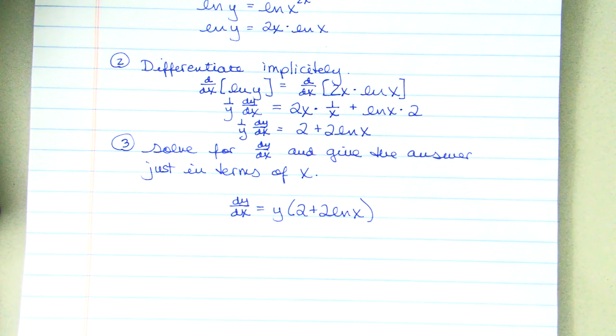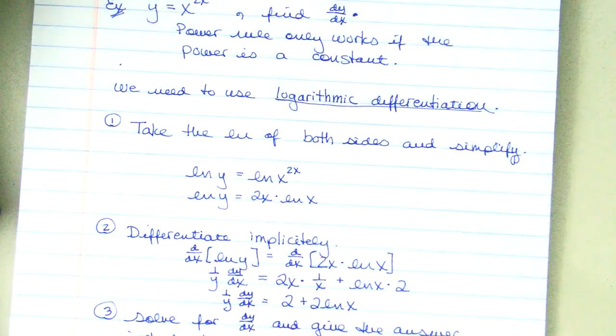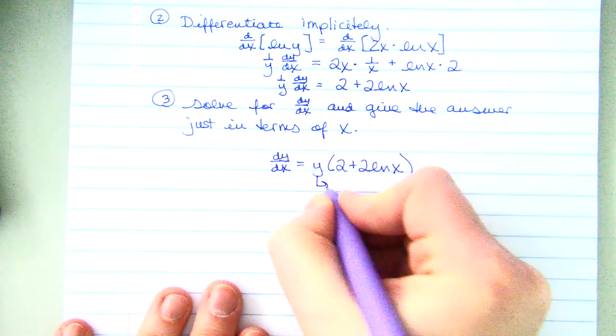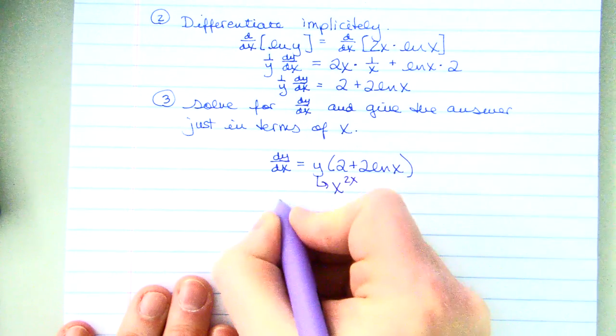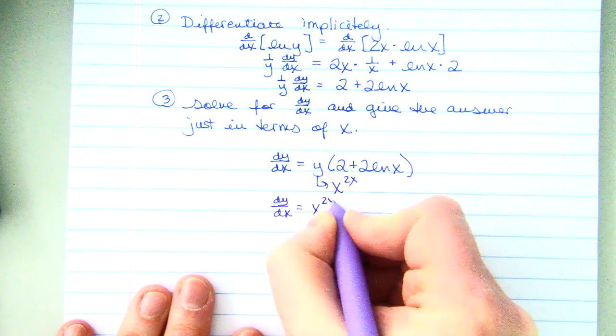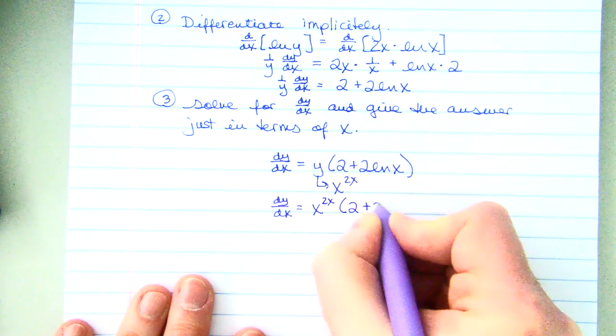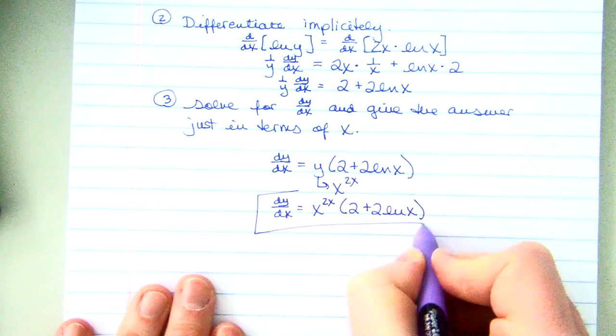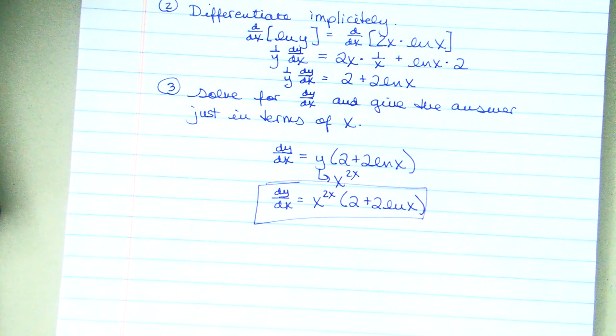We know what y is. Y was, way back in the beginning, x to the 2x. I'll just replace the y with that x to the 2x. This is x to the 2x. We're going to get dy/dx equals x to the 2x times (2 plus 2 ln x). That is my derivative. What did I just find? A formula that would give you the slope of the original function anywhere.